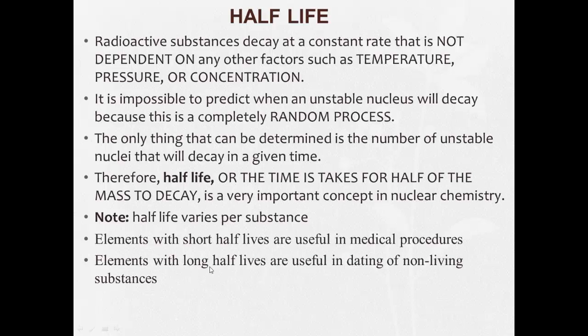Elements with very long half-lives are useful in dating of non-living substances. So if you find a rock and you want to test how old it is, you can use elements with very long half-lives. You test how much of it is left, you do a little math with its half-life, and that can give you an idea of how old that rock is. Carbon-14 is used in radioactive dating of once living tissue, since all living tissue has carbon in it, and a certain amount of carbon is carbon-14. We learned this way back when we learned about isotopes. You can figure out how much carbon-14 is left and use half-lives to figure out how much carbon-14 was originally in the sample, and you can figure out how old that sample is.